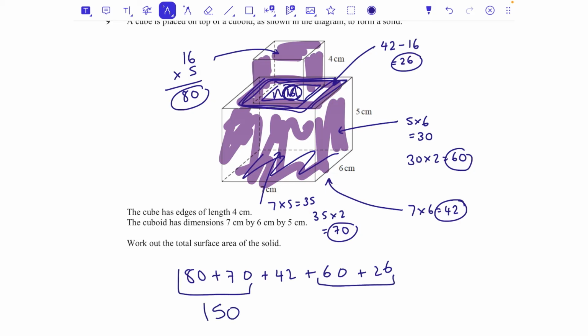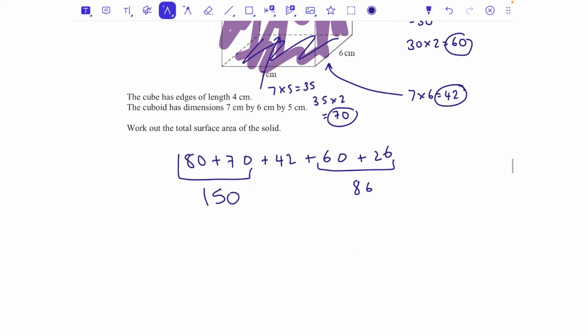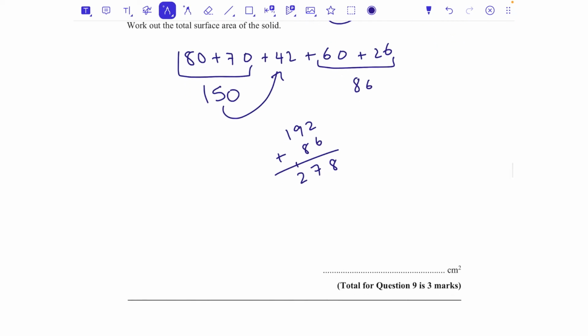Let's do these guys is 86. And then let's add those together. So 150, add 42 is 192, add 86 is 278. Now the surface area, if it wasn't down here, would be in centimetres squared because it is area. So 278 is your answer there. Lots and lots of faces, lots of marks you could gain there by working out the various faces. So hopefully that makes sense. Hopefully we're happy with that.